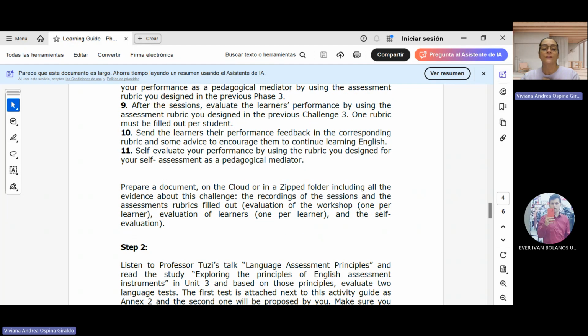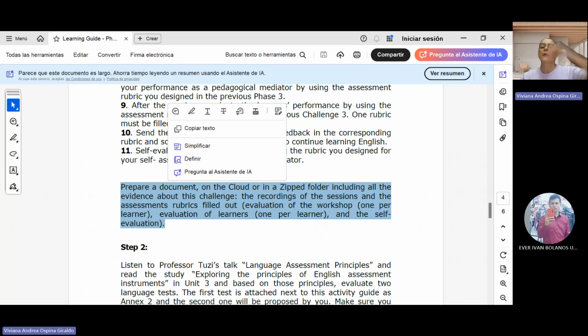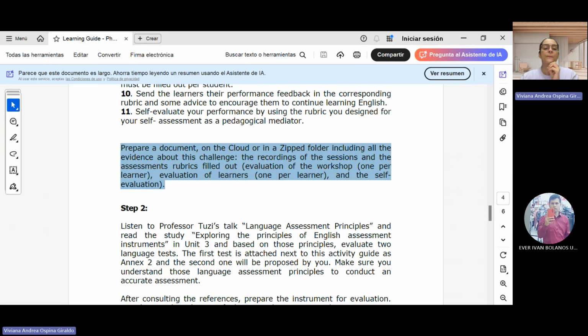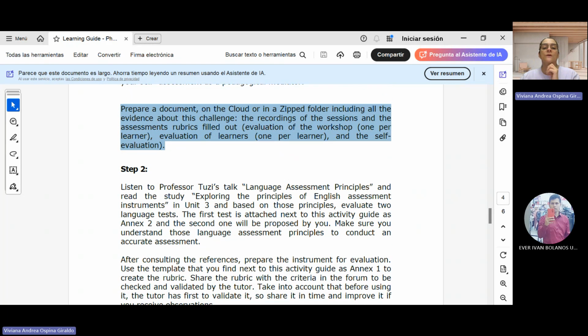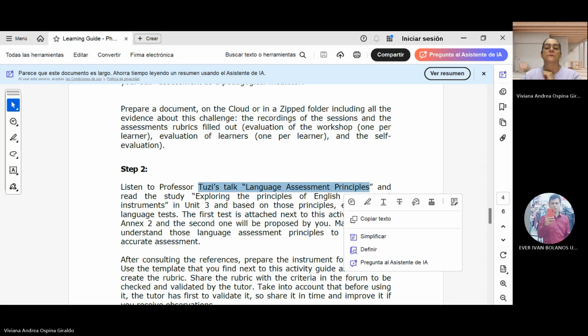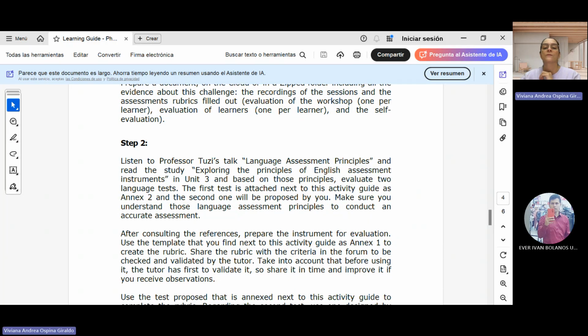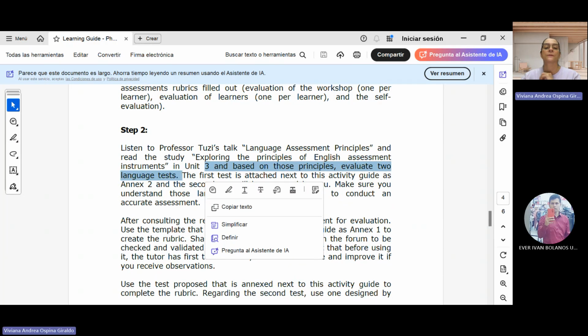Todos estos documentos que estoy nombrando aquí los debemos poner juntos en el Drive y enviar el enlace o meterlos en un zip drive, en un zip folder. Listen to the professor. Después de haber hecho eso, vamos a escuchar este video y vamos a mirar los principios de la unidad 3, right?